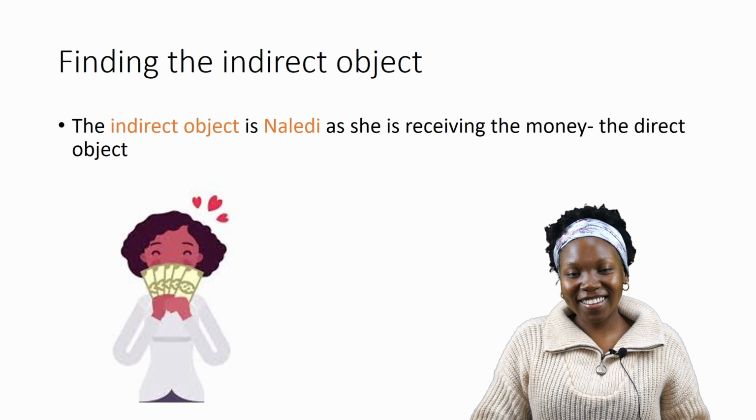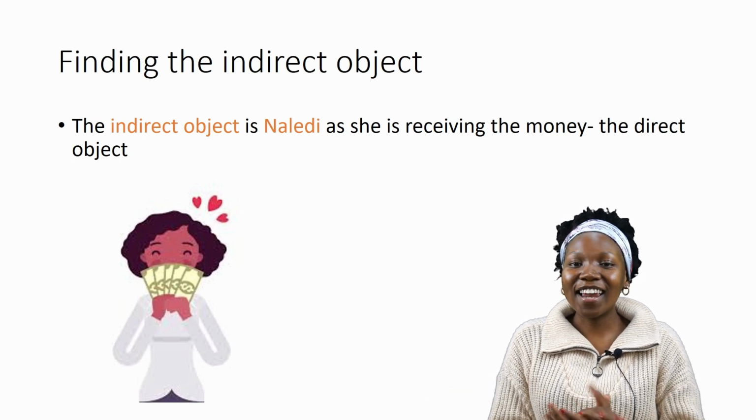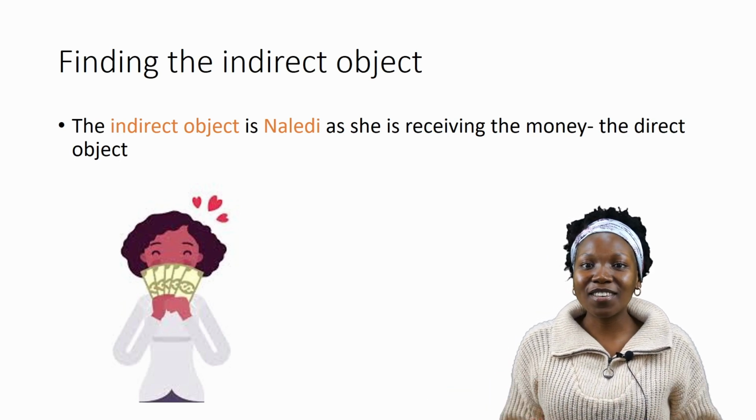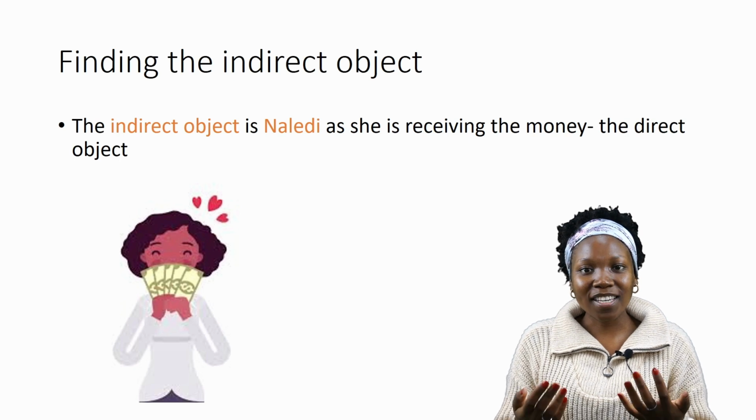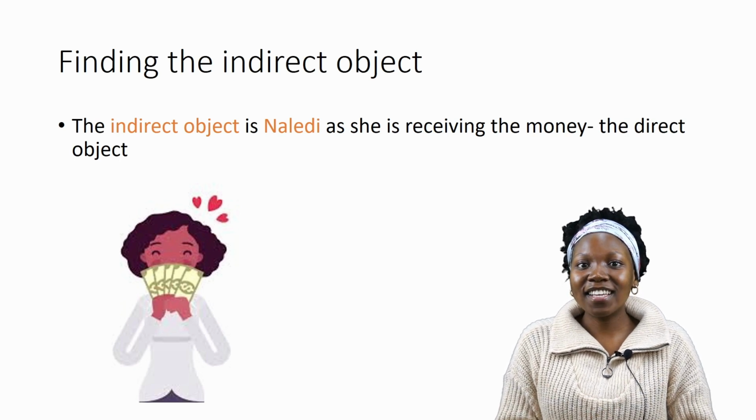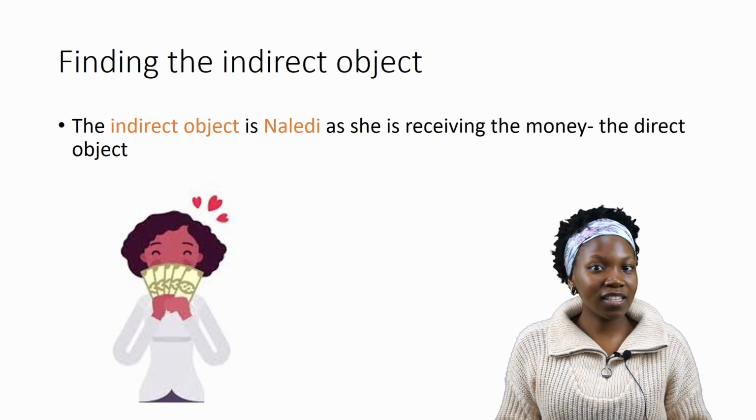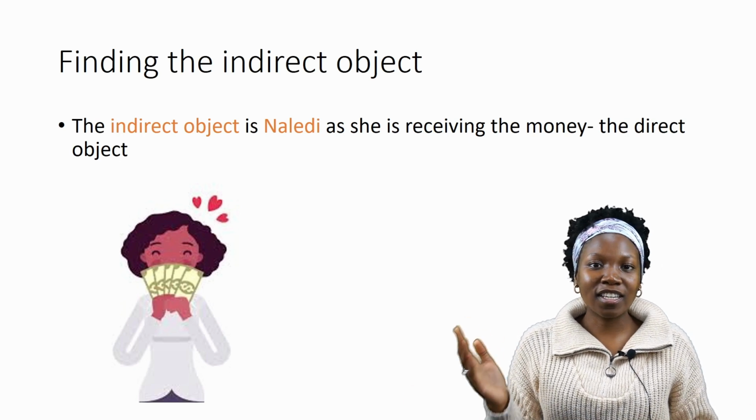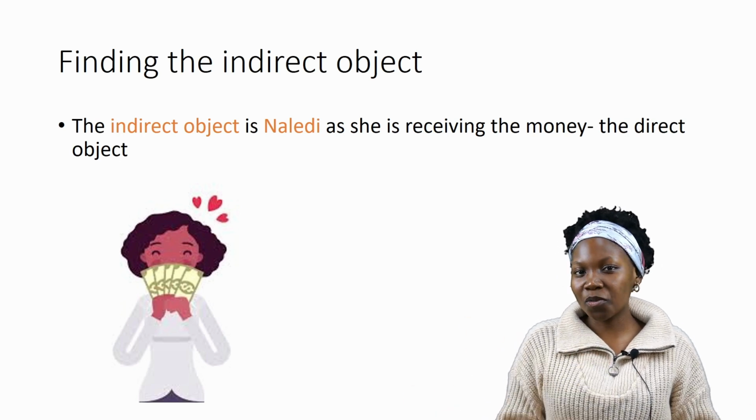And then the indirect object is Naledi because she is the one receiving the direct object, which is the money. In the sentence, I is the subject. It is not the direct object. It is not the indirect object. So please don't get this confused.